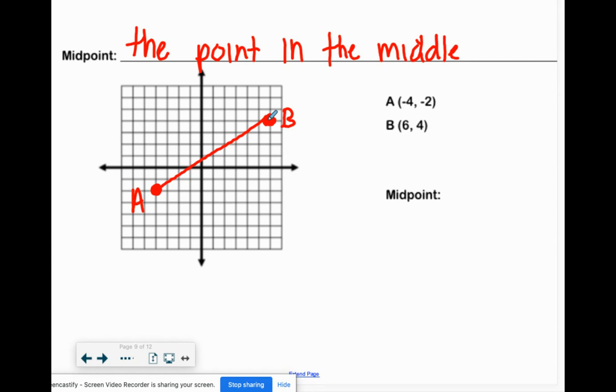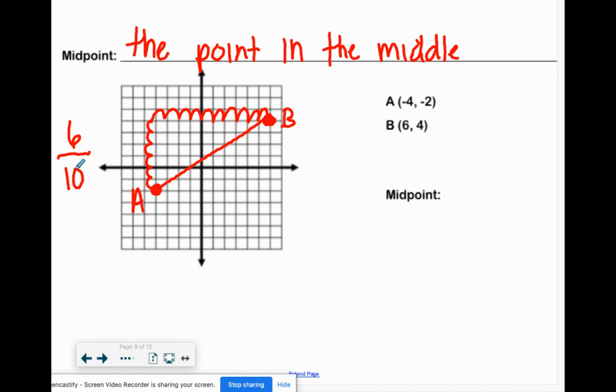So if we find the slope, how many up do we go and how many over to get from A to B? So we go, let's see, how many boxes up. 1, 2, 3, 4, 5, 6. So we have 6. And how far do we run? 10. Perfect. Well, I don't want to go all the way to B, so we want to go halfway.